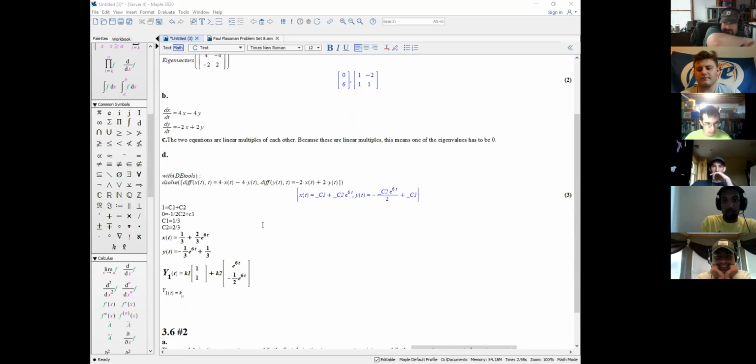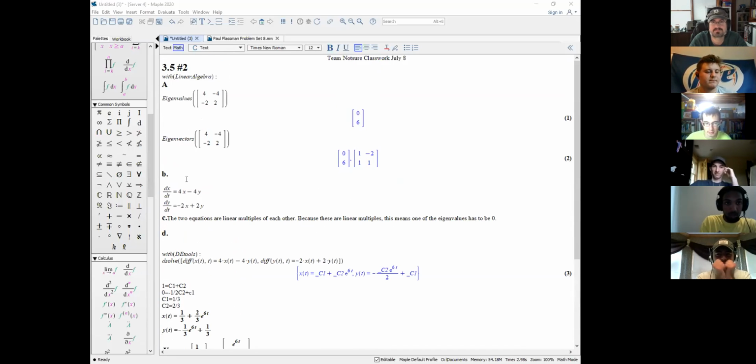Okay, so for C, we found that they are linear multiples of each other. What does that mean? In this case, if you multiply dy/dt by -2, you get dx/dt. So each variable's coefficient is the exact same multiple as the other variable's coefficient, right? Yeah. So multiply the top equation by -1/2, you get the bottom equation. And that was also stated because one of the eigenvalues was 0.